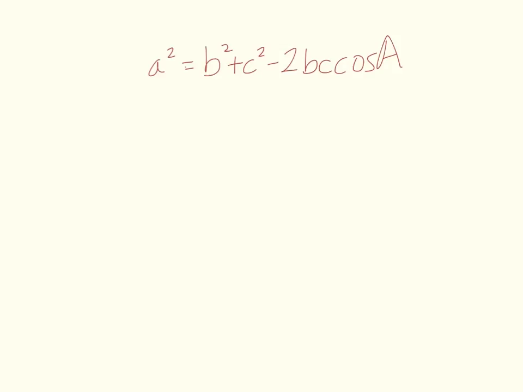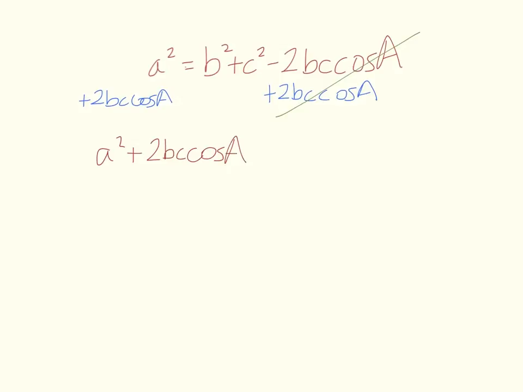First thing I'm going to do is, I don't want a negative 2bc cos A, so I'm going to add 2bc cos A to both sides. I'm doing that because I didn't want it to be negative. I'm going to add it to this side, and I'm going to add it to this side, because when I do that, they would cancel here. So on the right hand side I would have a squared plus 2bc cos A, and that is equal to b squared plus c squared.